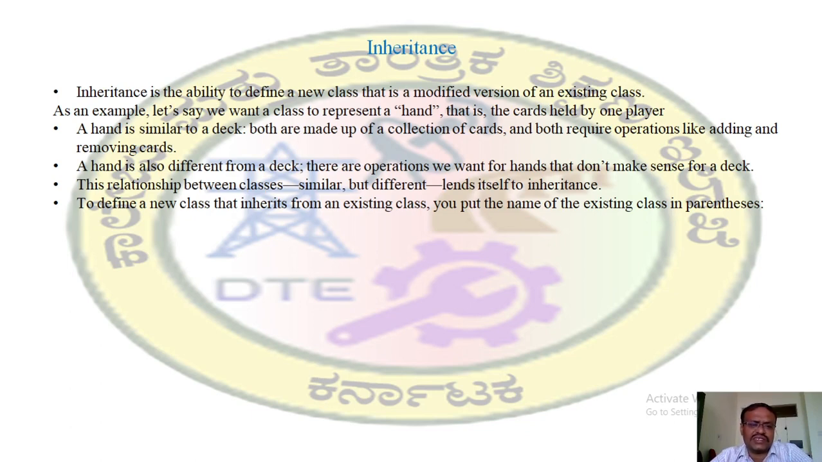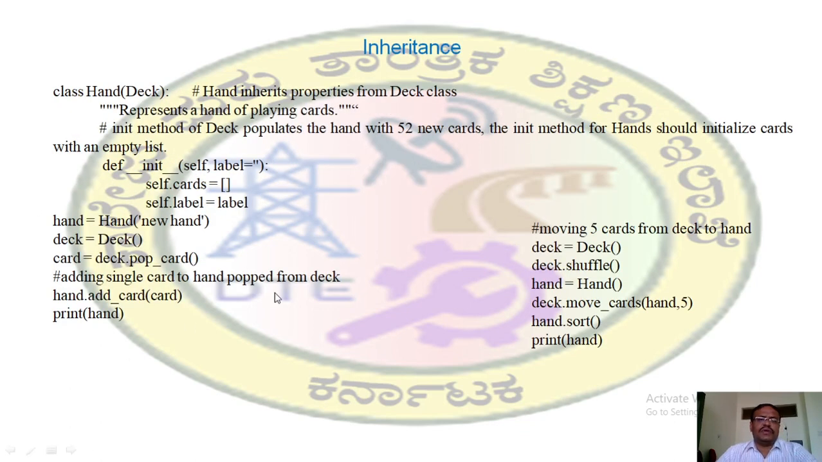To define a new class that inherits from an existing class, you put the name of the existing class in parentheses. If you want to inherit or extend an existing class, you have to put the name of the existing class in the parentheses. So here is one example of inheritance: class Hand, which is going to extend the property of an existing class called Deck.